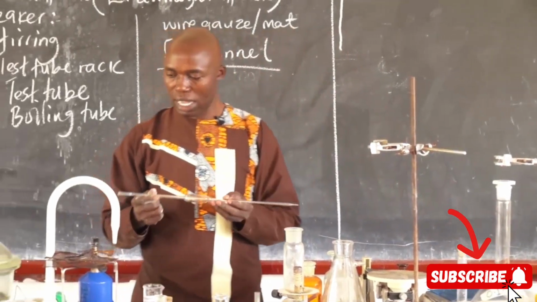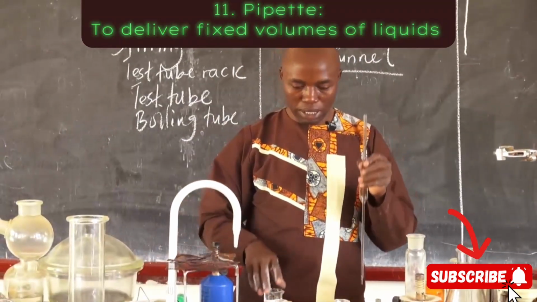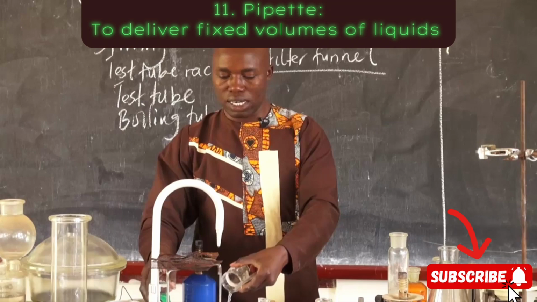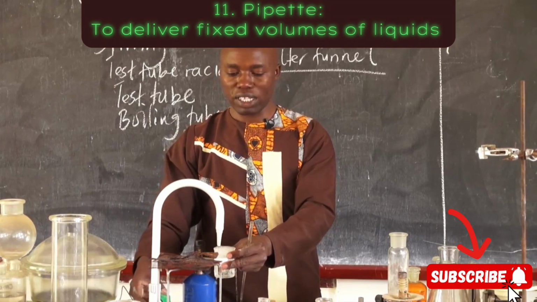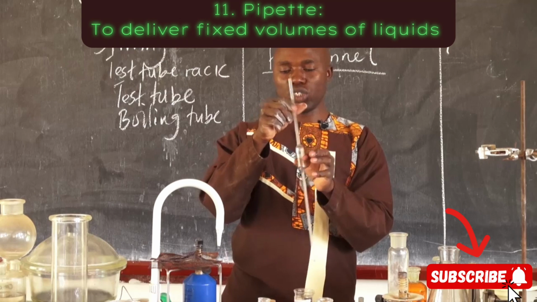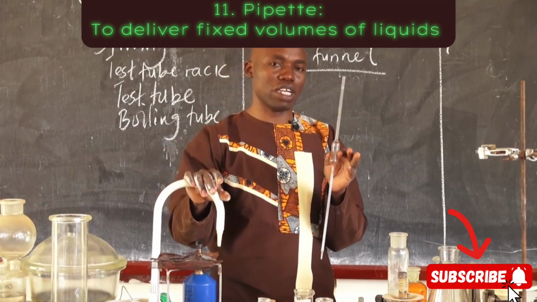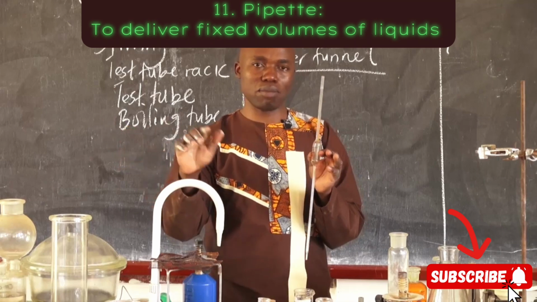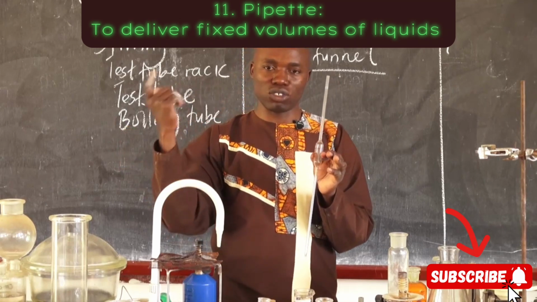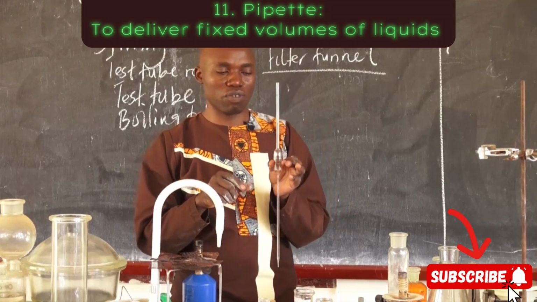Then with me here I have what we call a pipette. This is called a pipette. Now pipettes have fixed volumes which they must deliver. So this is used to deliver fixed volumes. We realize that laboratory apparatus can be divided into those that are used for keeping chemicals, then those that are used to deliver chemicals. So a pipette is used to deliver a fixed volume.